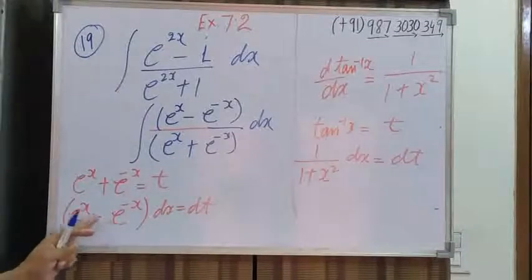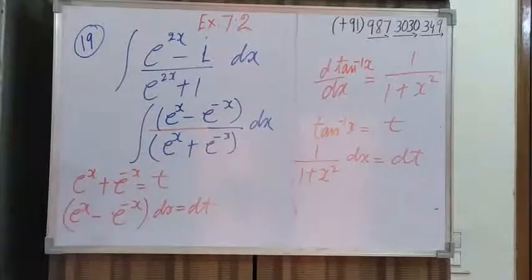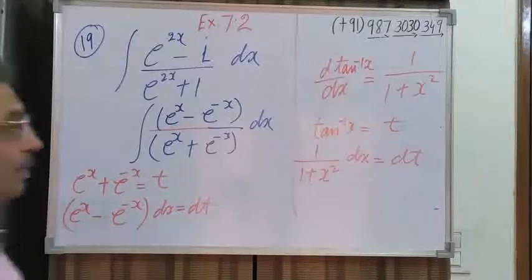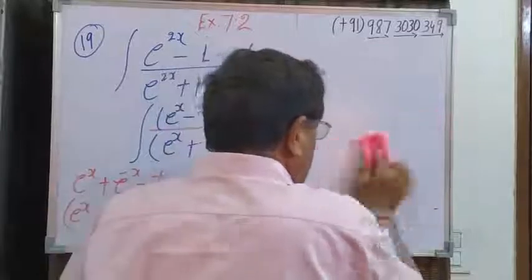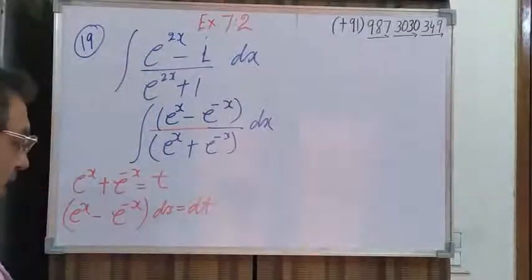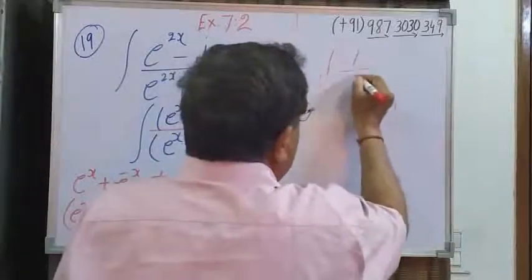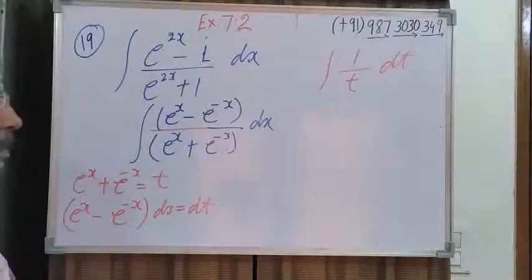So e to power x minus e to power minus x dx becomes dt, and e to power x plus e to power minus x I have taken as t. Now the question can be written as integration of 1 by t dt.